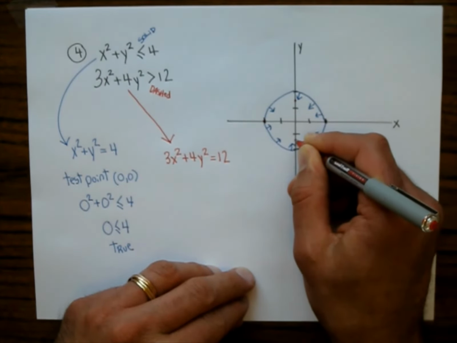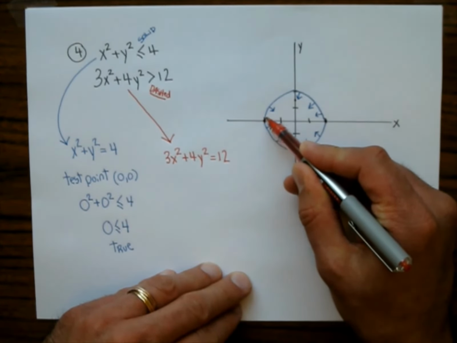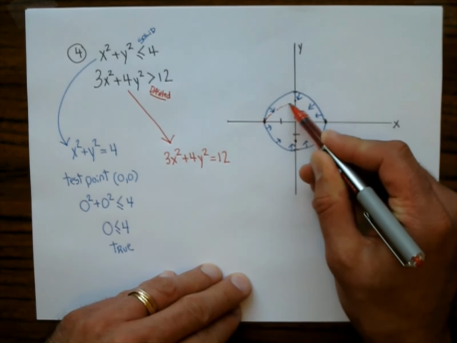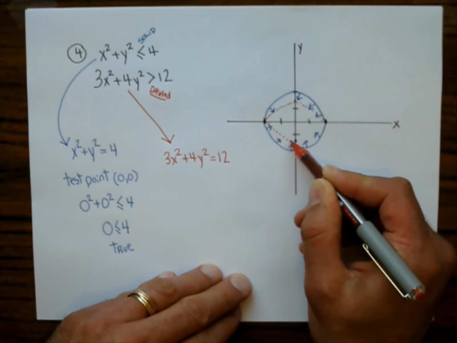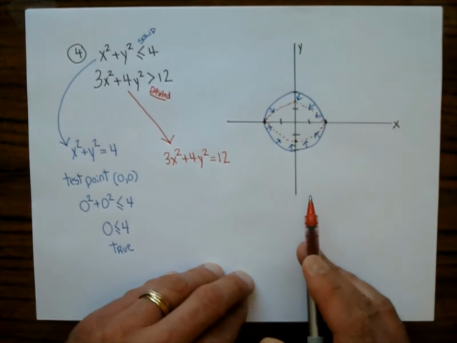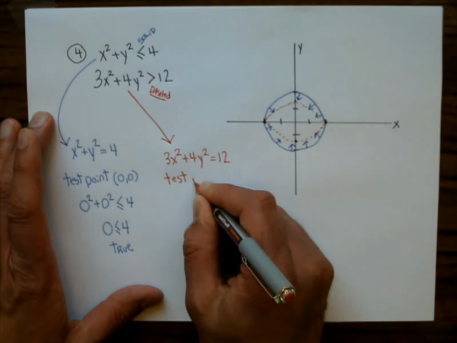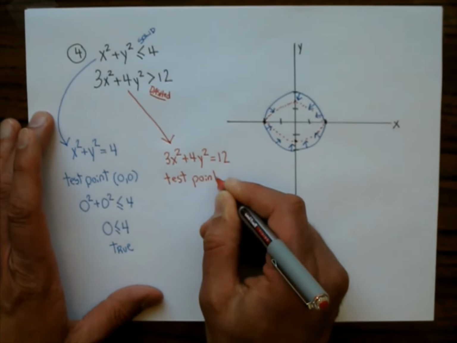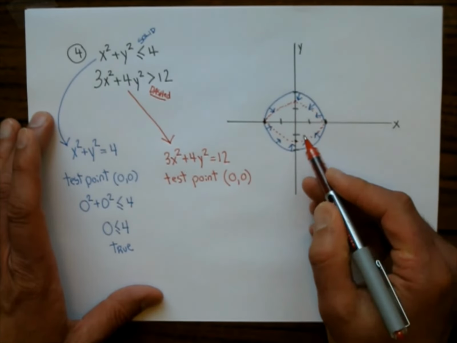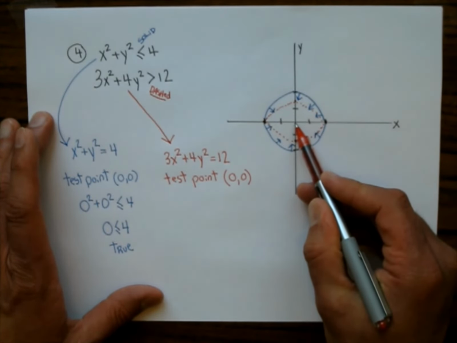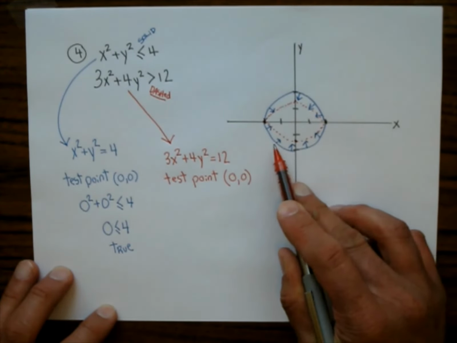So we have something that looks like this. Now I'm going to draw the ellipse, but I'm going to draw the ellipse using dashes. Okay, so we have this right here. So there's the ellipse. Now I've got to pick a test point that is not on the ellipse. Usually the easiest test point to pick is 0, 0. Sometimes your curve goes through that and then you have to pick something else, but 0, 0 is on the inside.